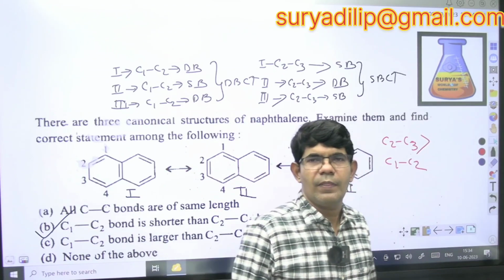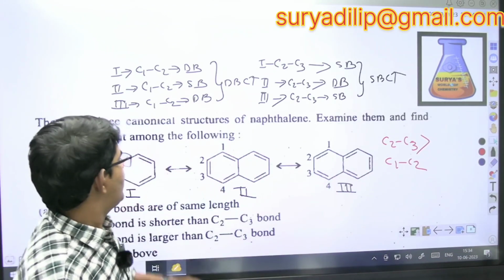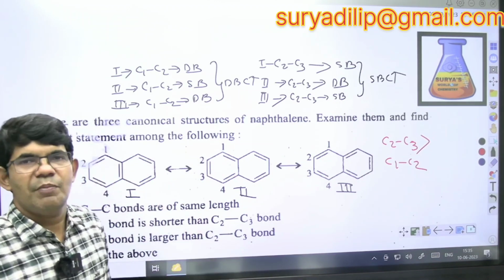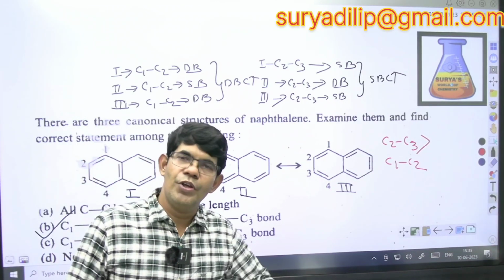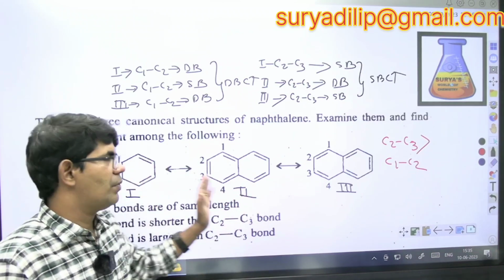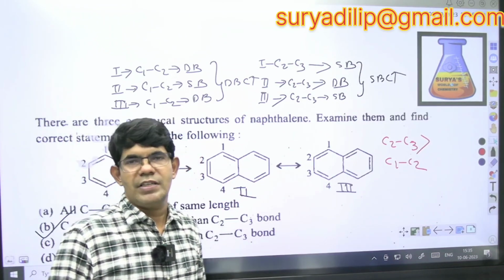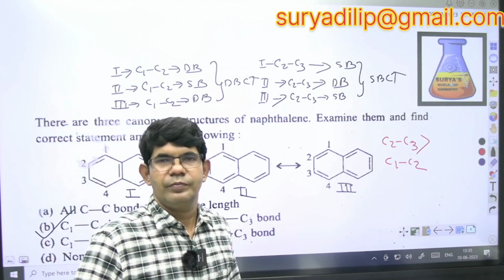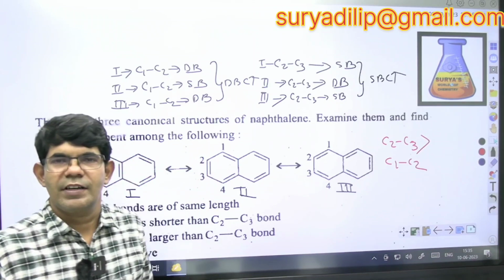Clear? Suppose he hasn't given these resonating structures and has given only the resonance hybrid, and you have to compare, then how would you solve? You have to draw all the possible resonating structures and designate the respective carbon atoms, and then you need to solve. I hope this one is also crystal clear.